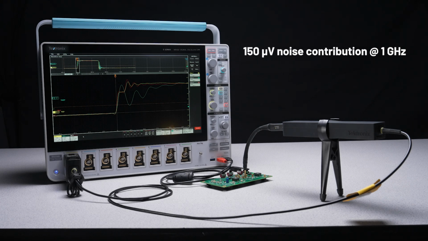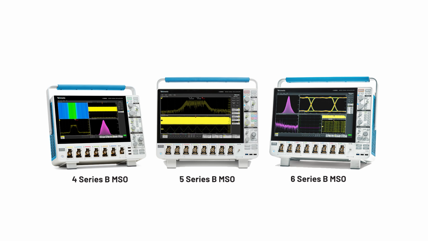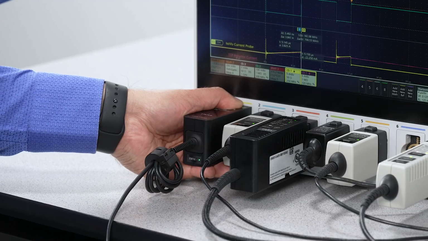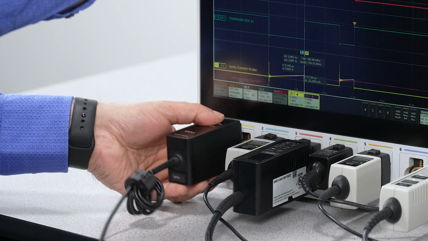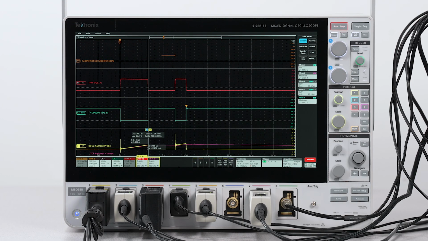Low attenuation and low input impedance make these probes ideal for measuring voltage across the shunt resistors, contributing less than 150 microvolt RMS noise even at 1 GHz. The probes are compatible with 4, 5 and 6 series MSO oscilloscopes. Once connected to the scope, the TekVPI interface detects the probe and the tips and automatically configures the scaling and channel settings. This helps minimize setup time and makes it easy to integrate the probes into automated test environments.